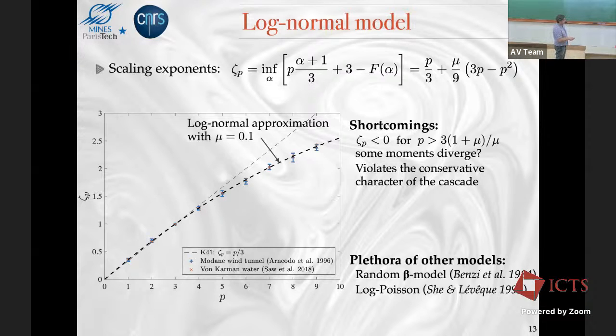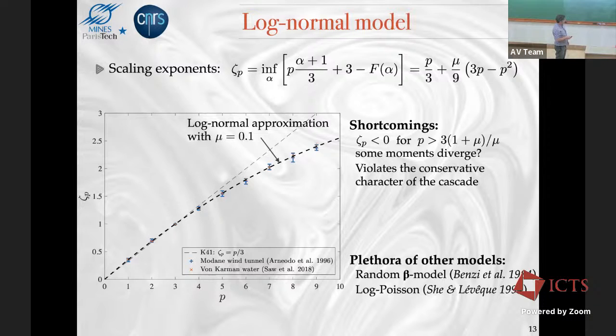And in addition, this means that it's violating the conservative character of the cascade, in the sense that, you remember, in this idea of a cascade we were deciding to put something there, something there, something there. And then we had a constraint that the sum of all what we were putting was exactly what we had at the scale above. So this constraint is violated by the log-normal distribution.